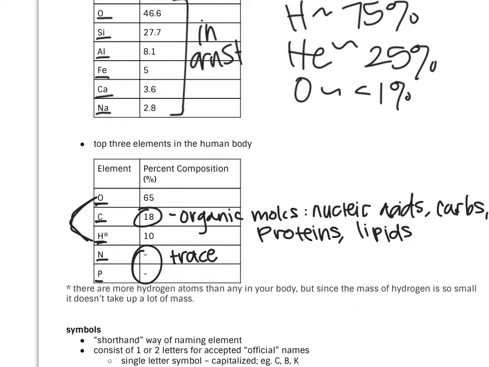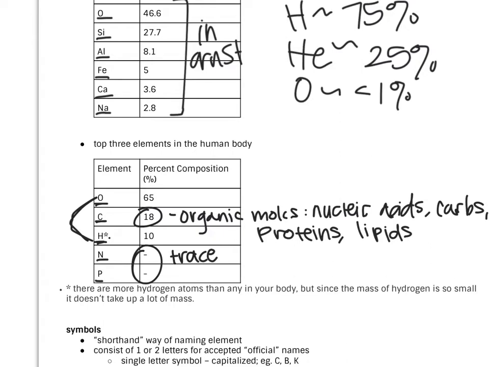So they're not even enough to really have a consistent number on how much of our body they make up. But let's look at this asterisk down here. So it says there are more hydrogen atoms than any other atom in your body. But since the mass of hydrogen is so small that it doesn't take up a lot of mass. So this is talking about just in mass. And so since hydrogen is so small, or the mass is so small, it's so light of an element, it really doesn't take up a lot in your body.